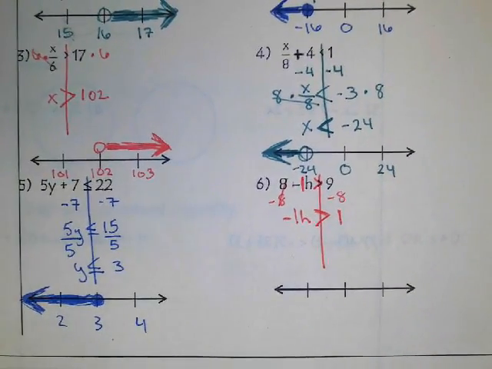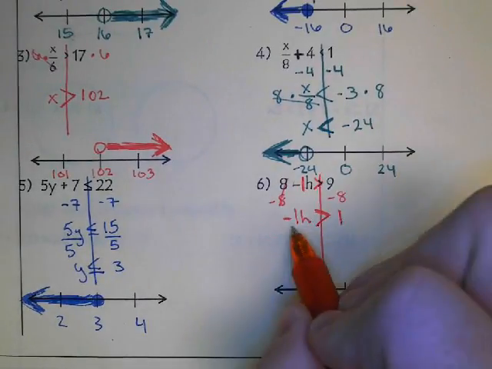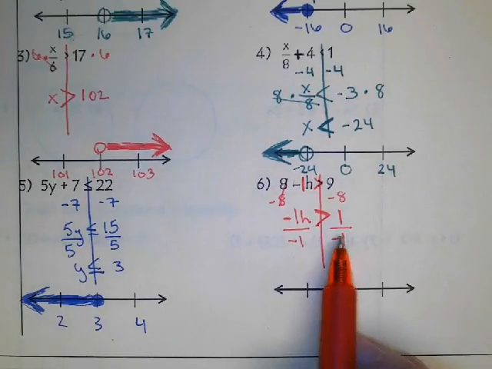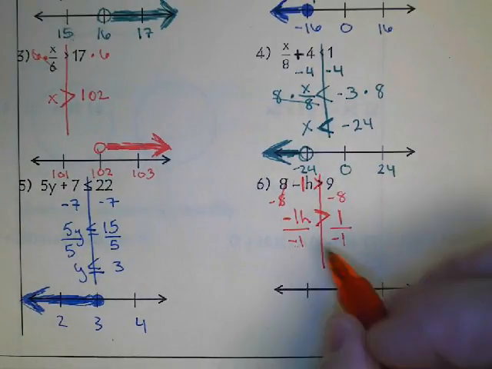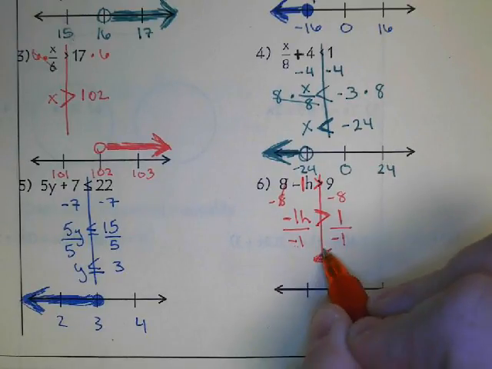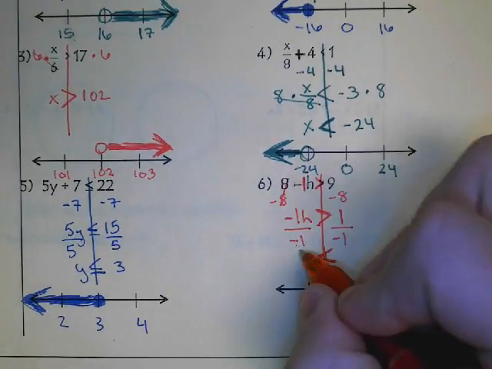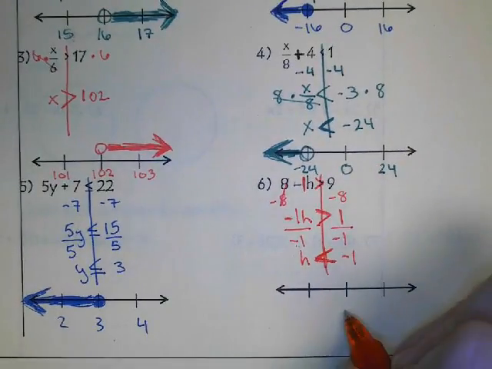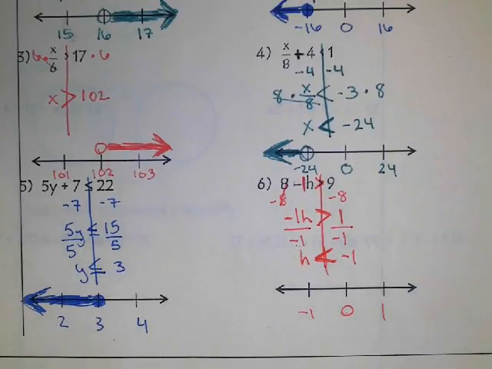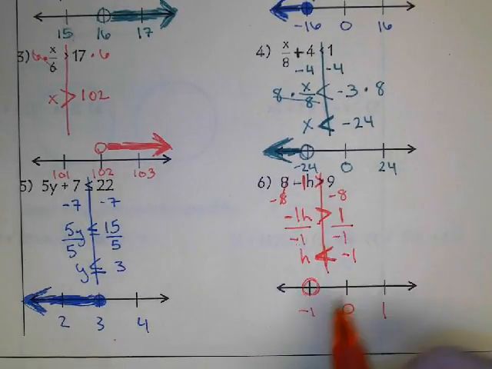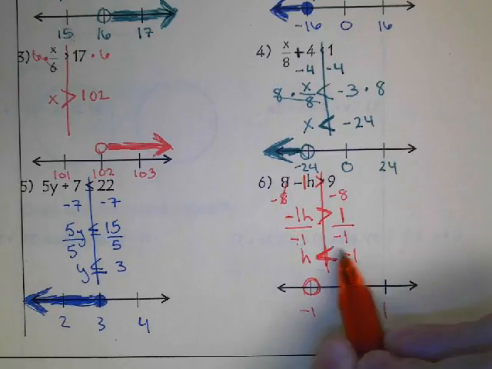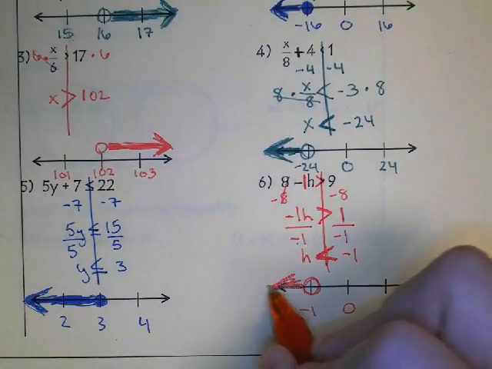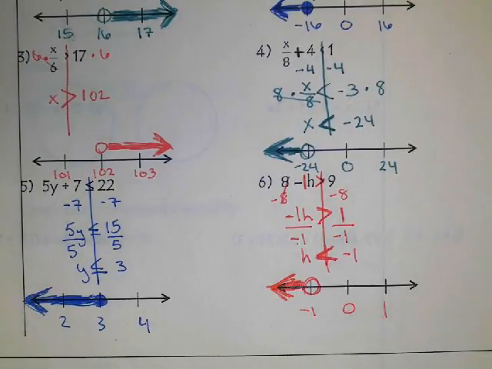Now to get rid of that negative 1 being multiplied by h, I will have to divide both sides by a negative 1. Since we're dividing both sides by a negative, this is time to flip the sign. Like that. And now we have h, 1 divided by negative 1 is negative 1. And so we will go negative 1, 0, 1. And I'm going to do an open dot because there's no equal to, no line underneath. And then we're representing all the numbers less than negative 1. So all the numbers that are less than negative 1 are in this direction.